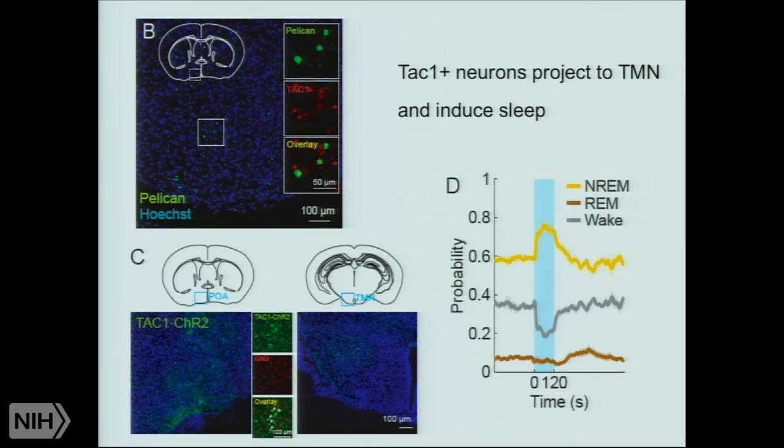Now here's a key experiment. What if we just express AAV with channelrhodopsin in the TAC1 neurons in the preoptic area? When we turn on the laser, we saw an increase of non-REM, a decrease of wakefulness, and not too much change in REM. At least we're promoting sleep.